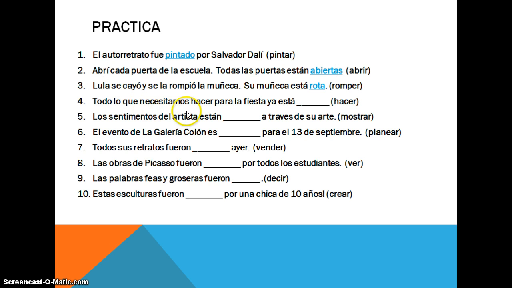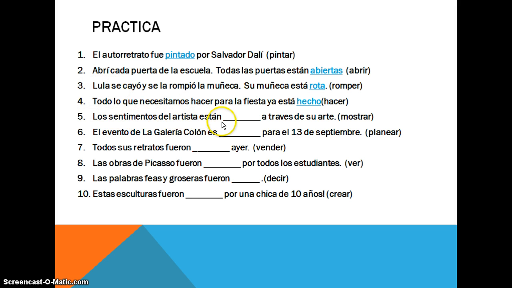Todo lo que necesitamos hacer para la fiesta ya está blank. So everything that we need to do for the party is already done. What is done referred to? Everything. I know that you want to put an S on that, but todo does not end in an S. So it's just hecho, masculine and singular. Okay? If for some reason I want to say toda la que necesitamos hacer para la fiesta, then it could be está hecha. But I don't need to make this plural because my word up here is not plural.